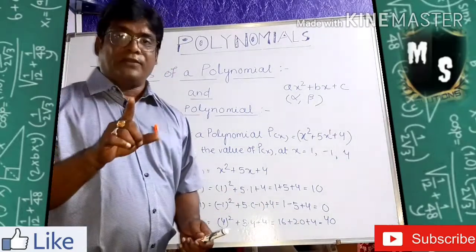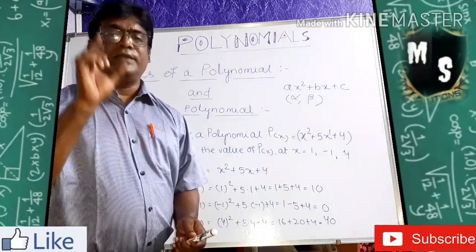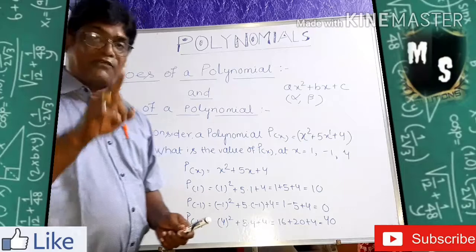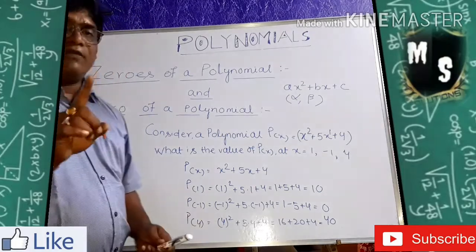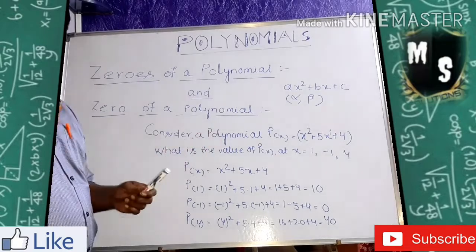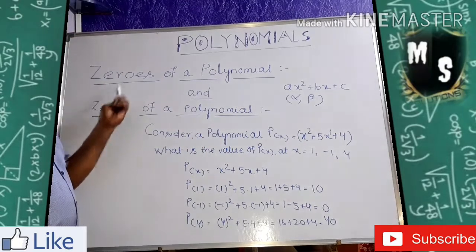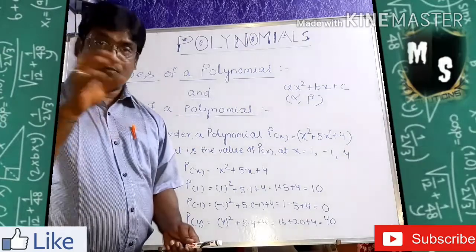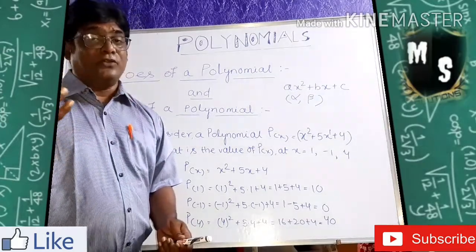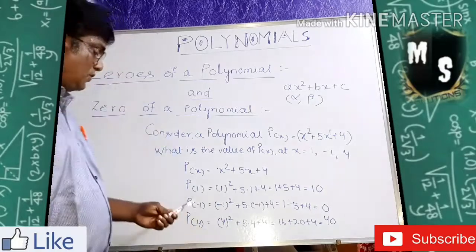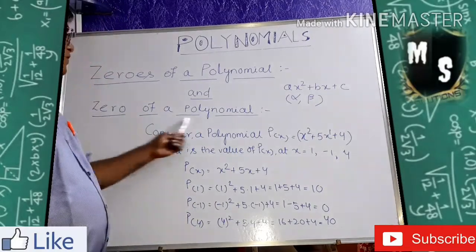So on which value is the polynomial coming 0? That value which you are putting is called the zero of a polynomial. I hope you understood the difference between zeros and zero. The value you put, for which the total value of the polynomial comes 0, is called the zero of a polynomial.